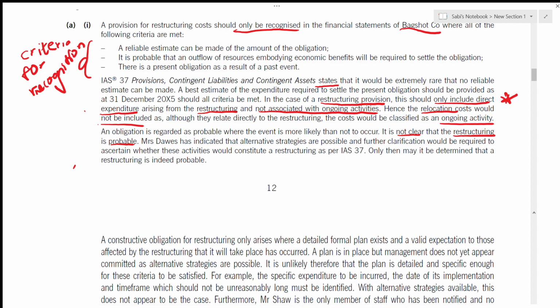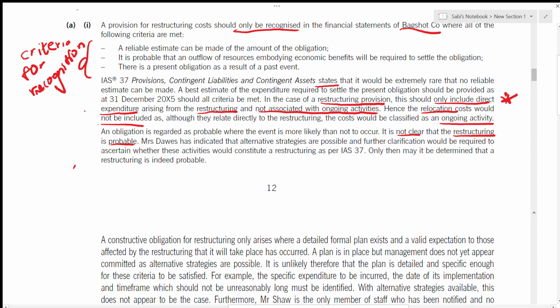Whenever some evidence is not given to you in the case study, you are always free to write it. Don't think that if it's not there, you should try to fit it into being probable or recognized. No, you are free to say that it's not clear that restructuring is probable. Why? Because from the case study you cannot find any information saying that it is probable. Whenever such information is not there, you are free to write this sentence in any situation.